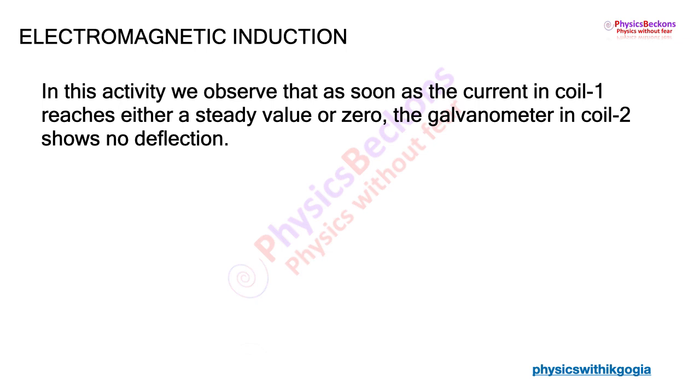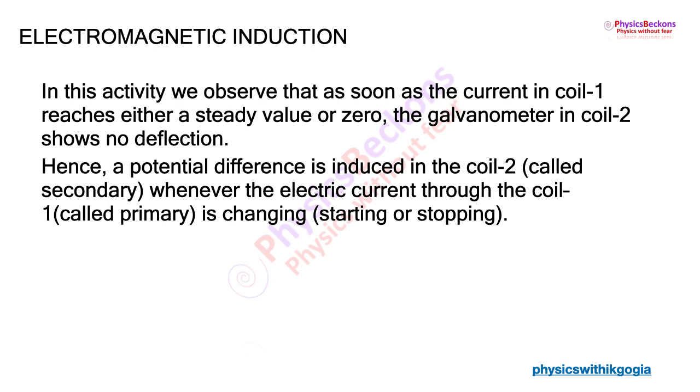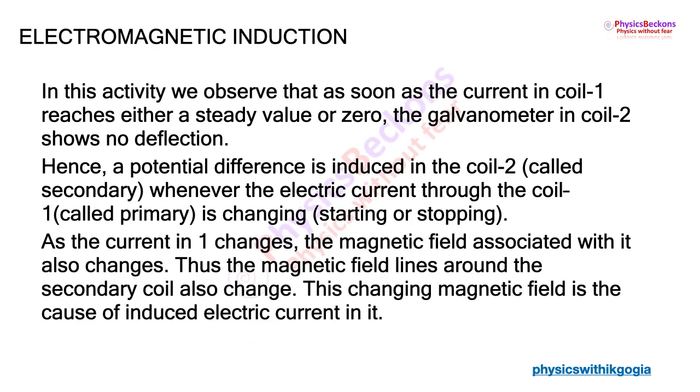So we have observed that as soon as the current in coil 1 reaches a stationary value, the galvanometer in coil 2 shows no deflection. Means when the current is stationary, the magnetic field is steady and the flow of current stops. Potential difference is induced as long as the magnetic field is actually changing, increasing or decreasing.